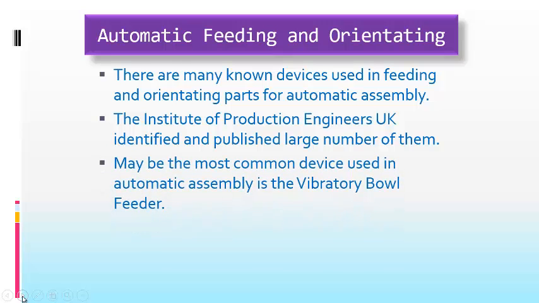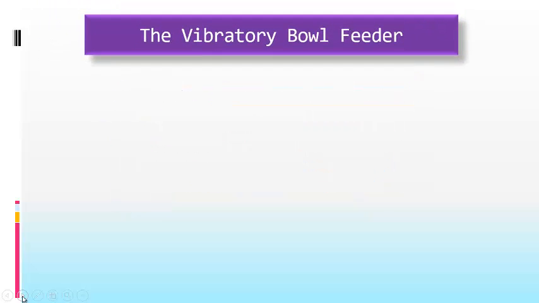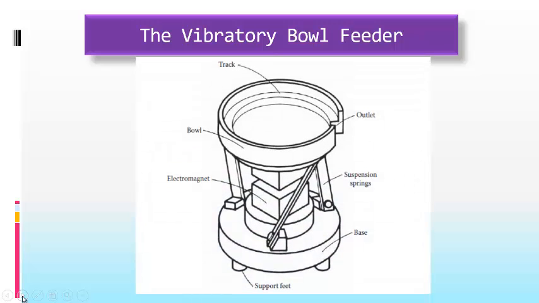Maybe the most common device used in automatic assembly is the vibratory bowl feeder. The bowl feeder is one of the most common devices used for automatic feeding of parts, and usually it is used for small parts. Here it is. It is very simple. There is a video about this feeder; I recommend you to see it. You will find it in the library.